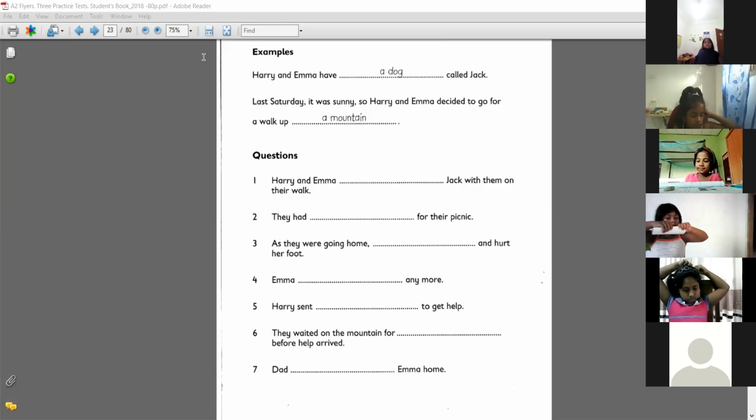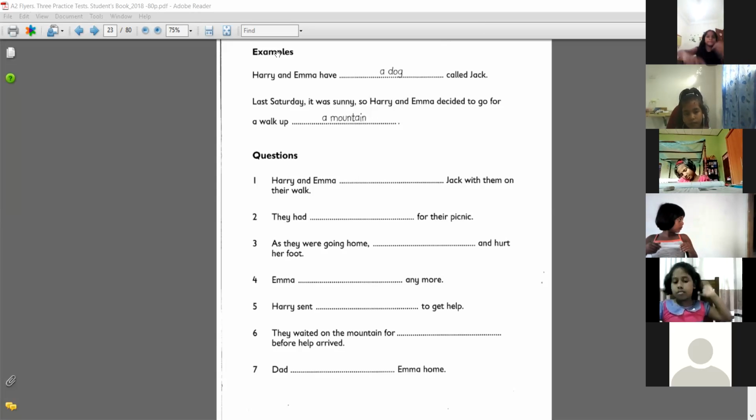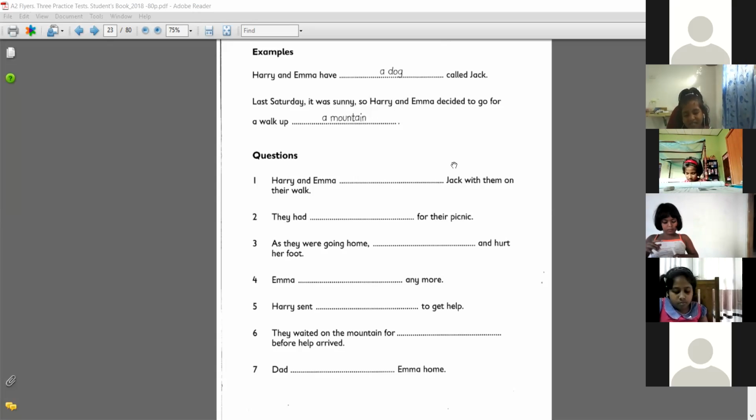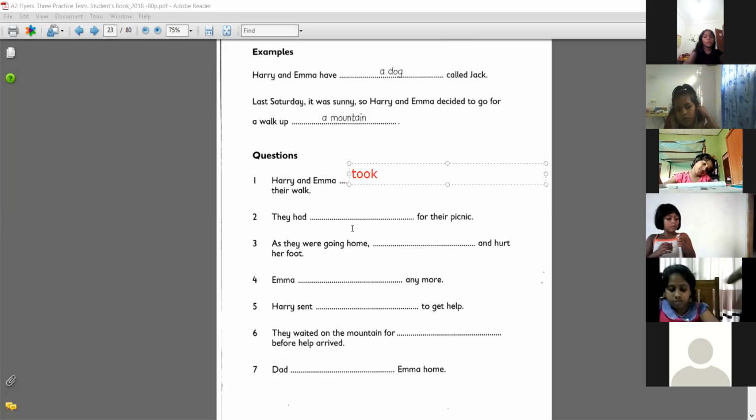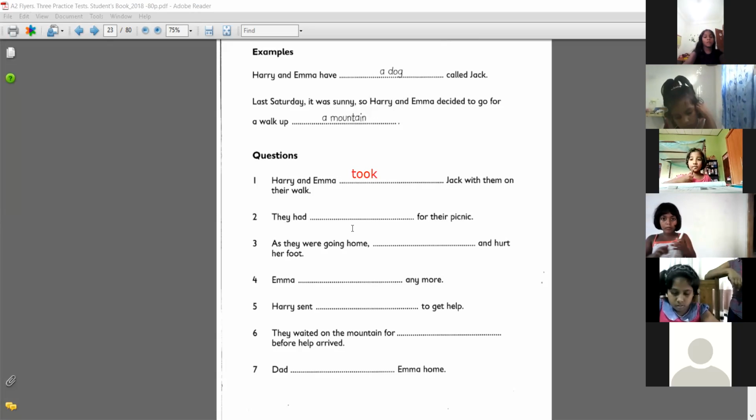Okay. Question number 1. Harry and Emma blank Jack with them on their walk. What is the answer you want to take for question number 1? Harry and Emma, very good. Answer is took. Took Jack with them on their walk.